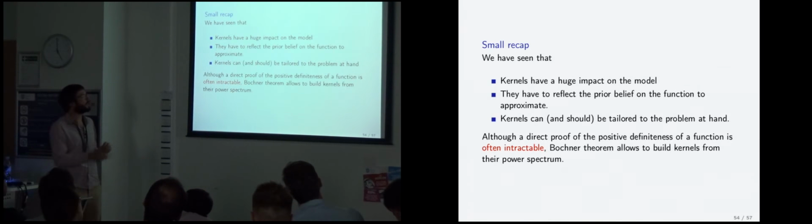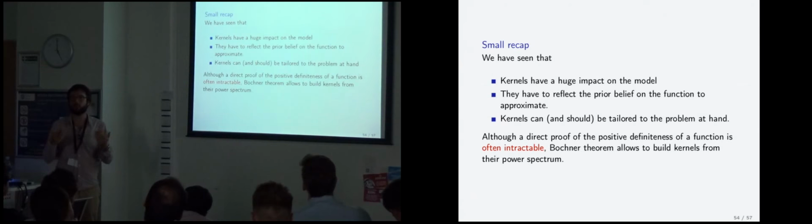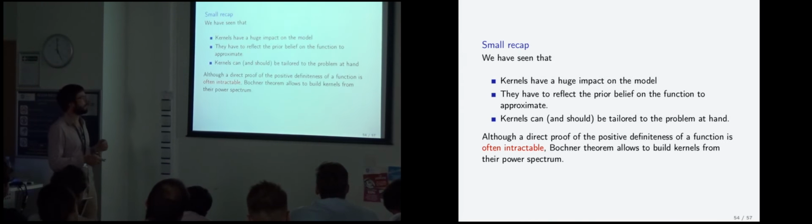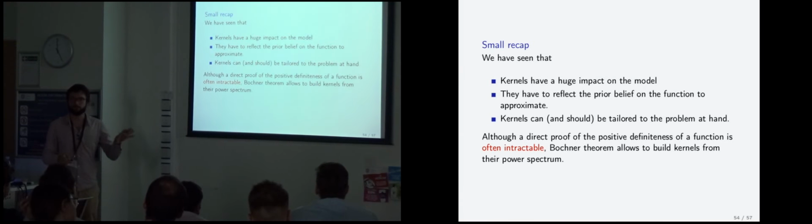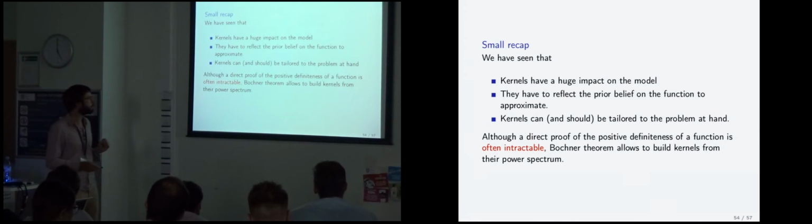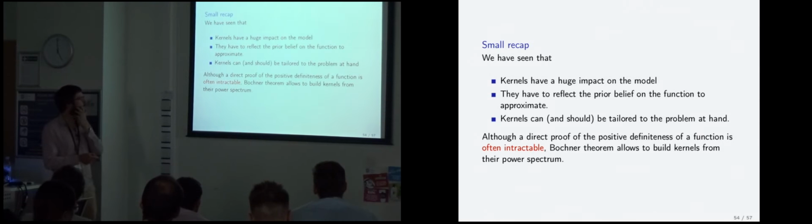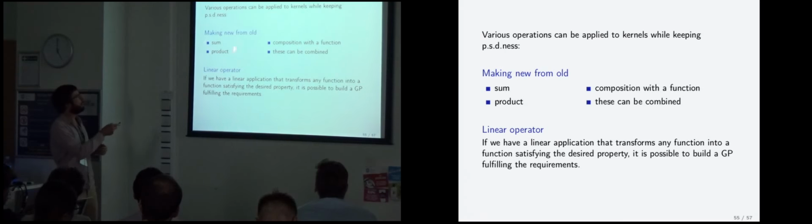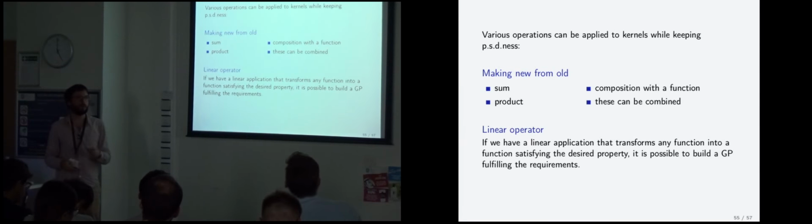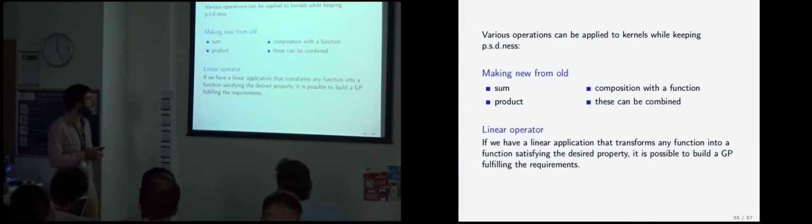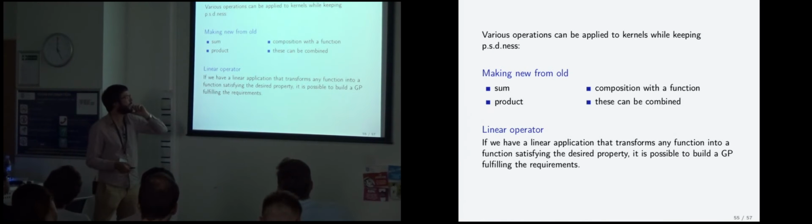And yeah, the idea is to encode with the kernel the prior belief you have about the function you approximate. And in many cases, you can tailor your kernel to your problem at hand, and you really should do that to end up with very informative models. And so we've seen that Bochner's theorem can be helpful to build kernels or to prove that kernels are positive definite. Making new from old is a very good way to easily create new covariance functions. And the part I've skipped is about linear operators.